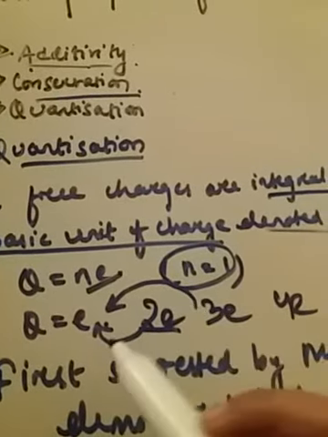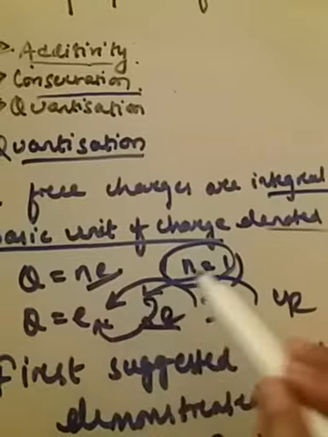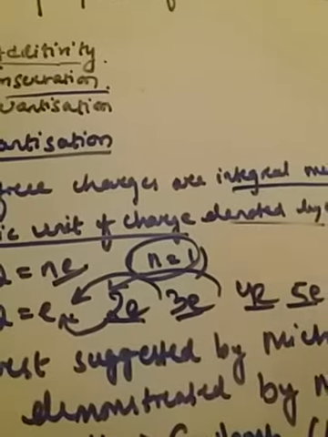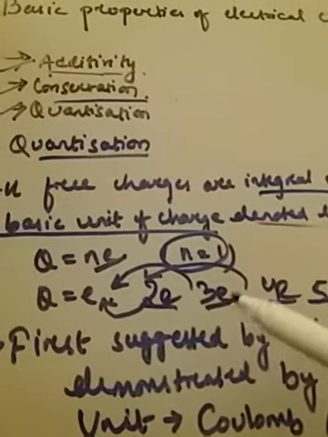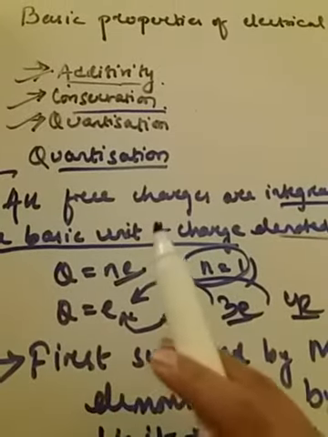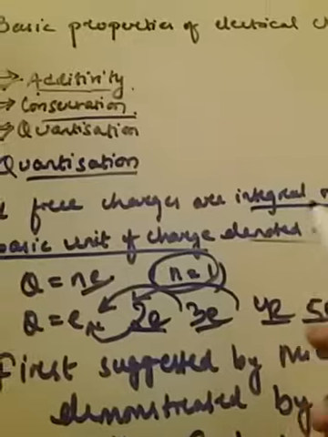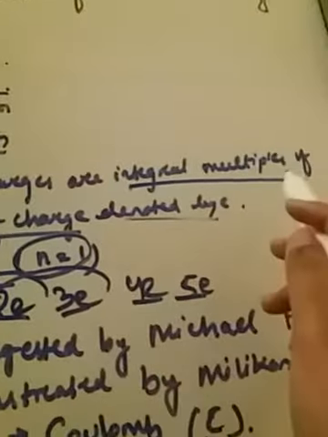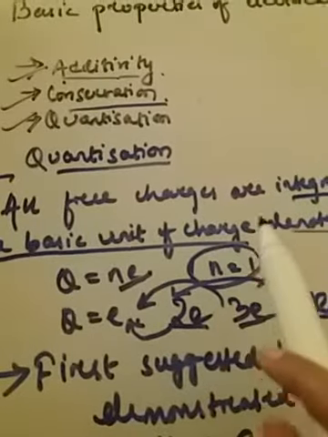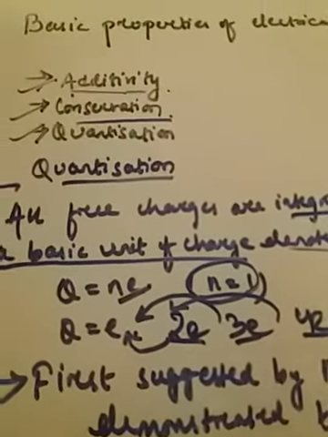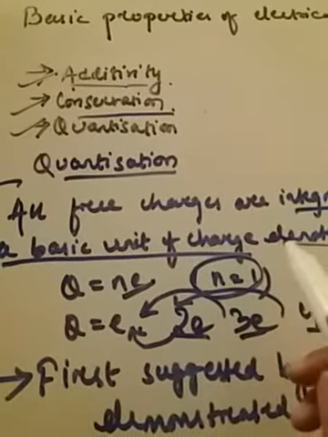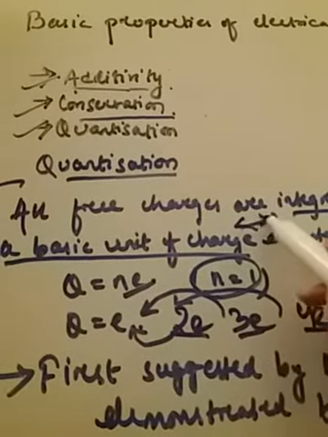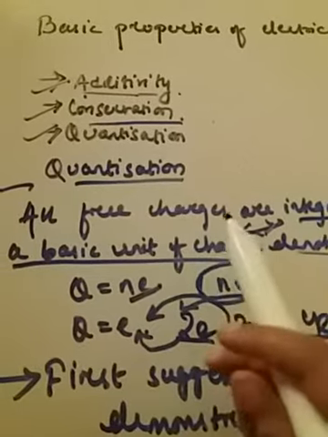These are all integral multiples of e. So quantization means the integral multiples of the basic unit of charge. This is the main key point: all free charges are integral multiples of a basic unit of charge. These underlined lines are the quantization.